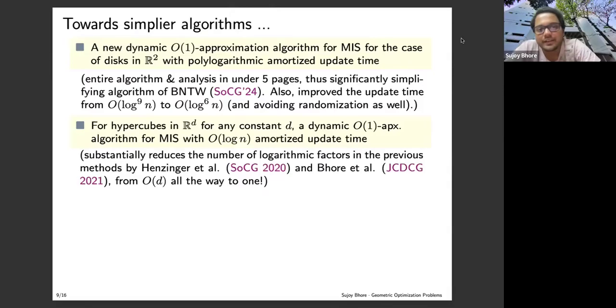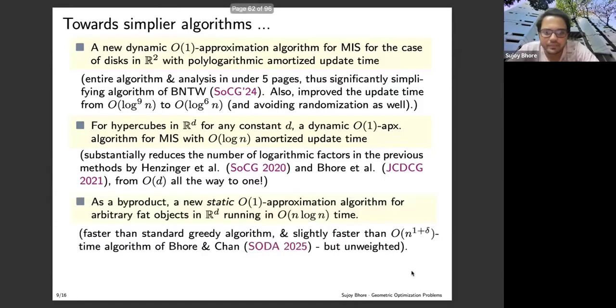So for hypercubes in R^d, for any constant d, we also get a dynamic constant factor approximation in log n amortized update time. This substantially reduces the number of log factors of the previous method by Monika and Andy and others, and also one of our previous works, from order d all the way to 1. And as a byproduct of this, we also get a new constant factor approximation for arbitrary fat objects in R^d running in order n log n time.